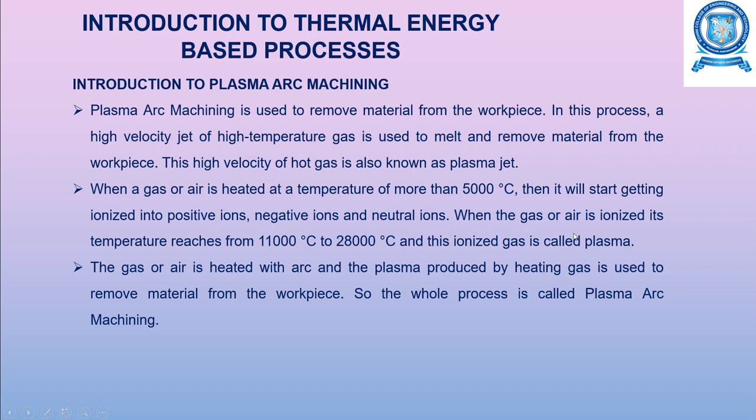When the gas or air is ionized, the temperature reaches from 11,000 degrees Celsius to 28,000 degrees Celsius. This ionized gas is called plasma. The gas or air is heated with an arc, and this plasma produced by heating gas can be used to remove the material from the workpiece. Hence this process is called plasma arc machining.